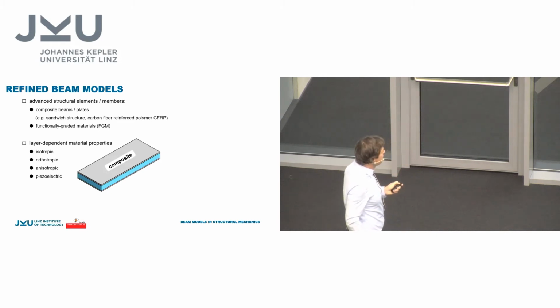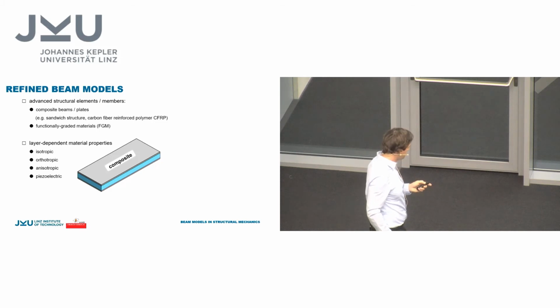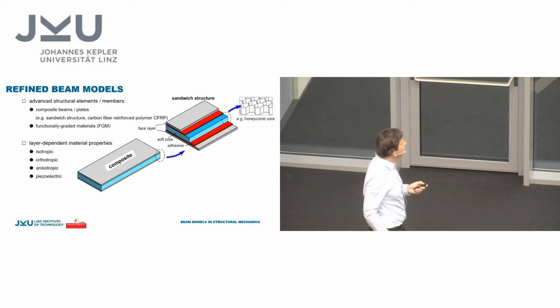So here you see this is a composite. A composite is something which is composed of at least two different materials, and it has a certain functionality. One prominent example in lightweight engineering is a sandwich structure.